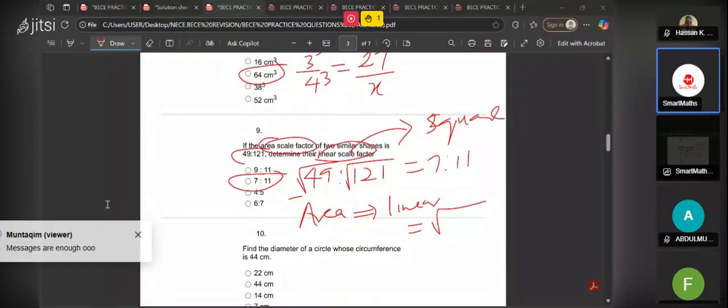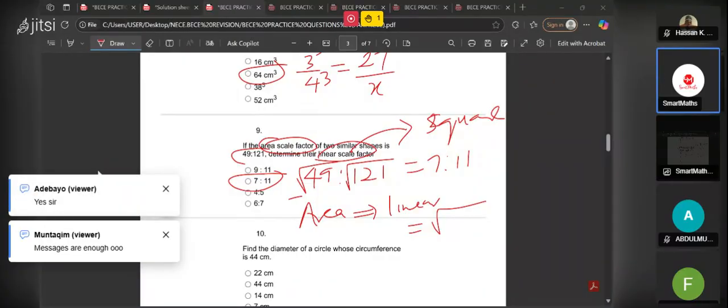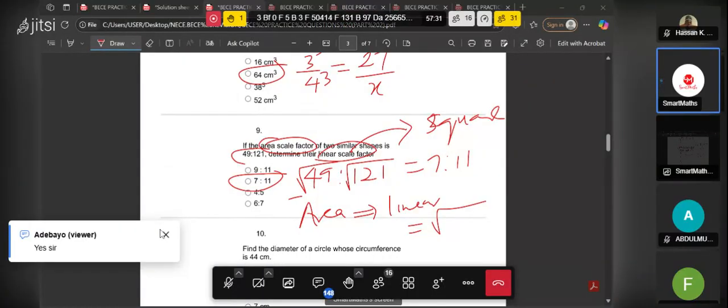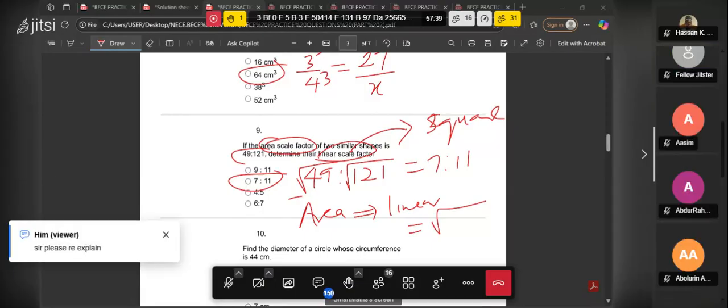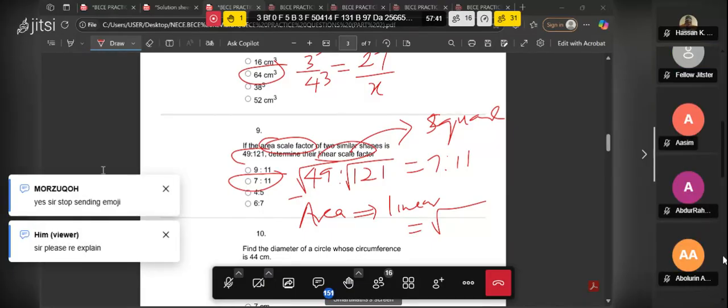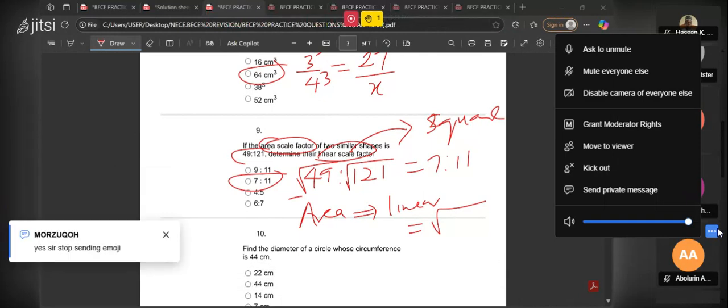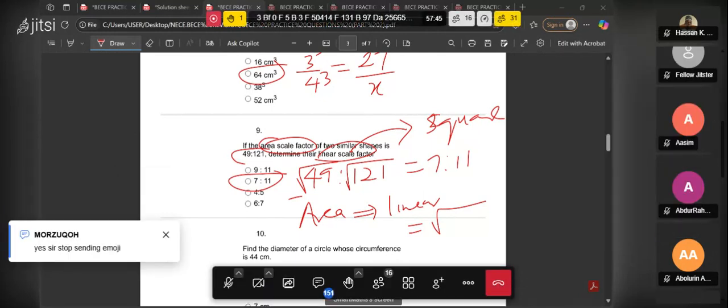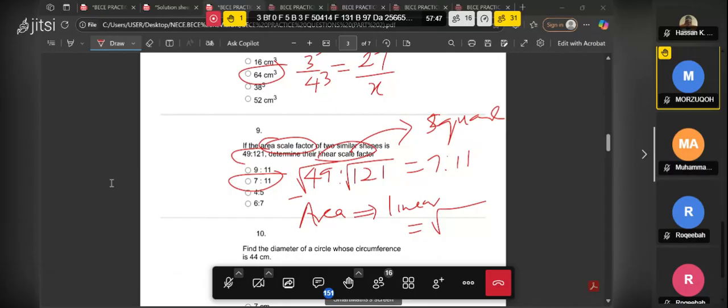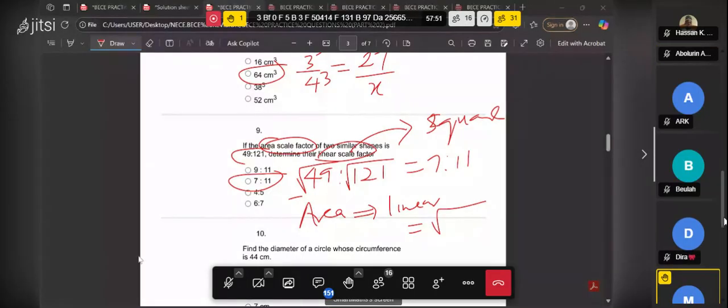Please, can you stop sending emoji? Moderator, please, some people are sending emoji. I think you need to move them to viewer session. All right. So once you have, somebody should send emoji, please. All right. So we move to the next one. Okay, good.